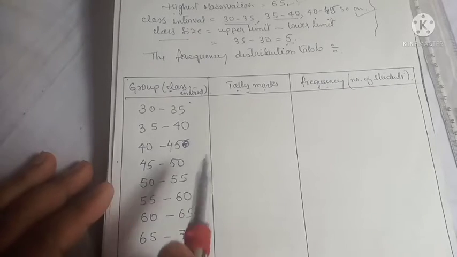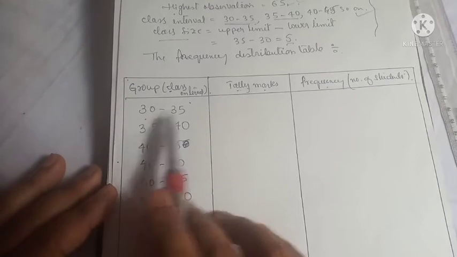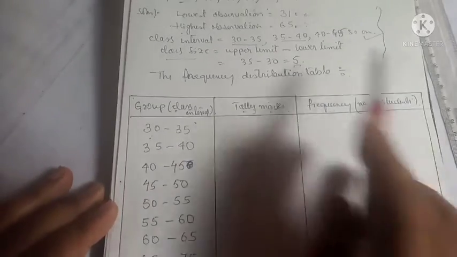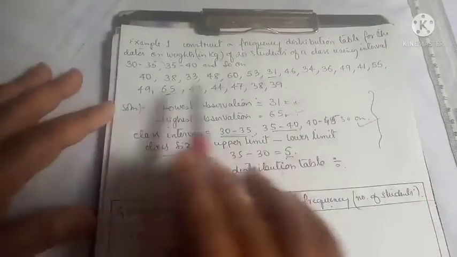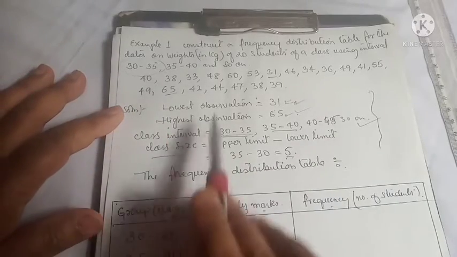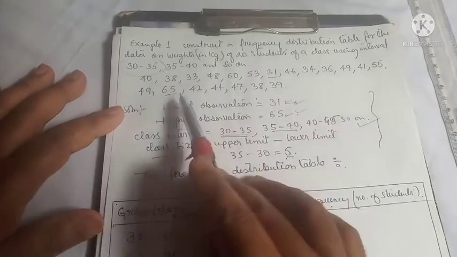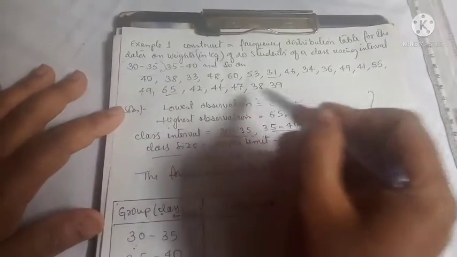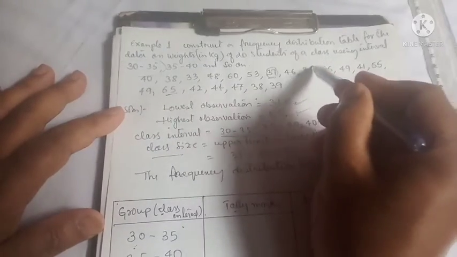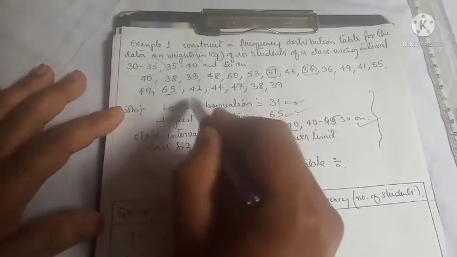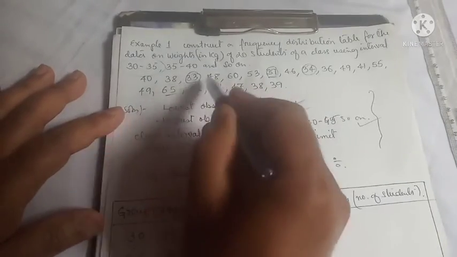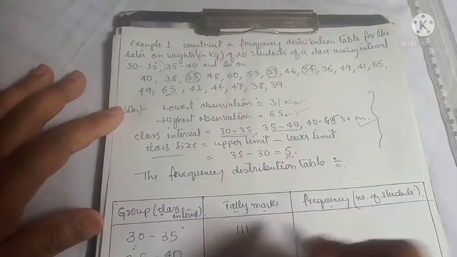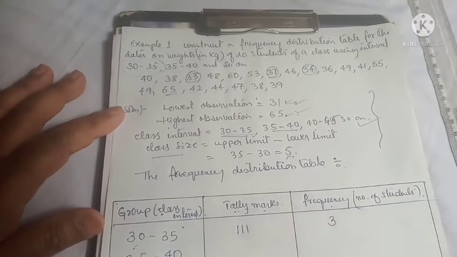See, we have to find out how many students are there with weight between 30 to 35. Let's see from the table. How many weights are there between 30 and 34? Let's find out. One is here, 1, 2, 3. There are 3 students. So in the tally mark, we have to write 1, 2, 3. Here in the frequency, we have to write 3.